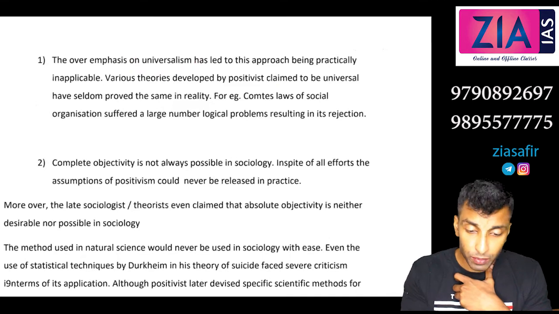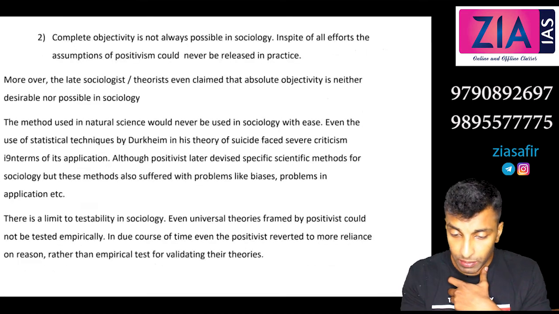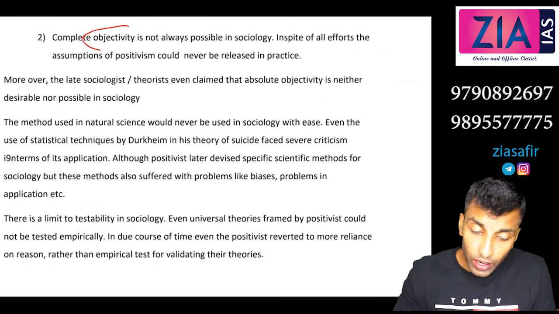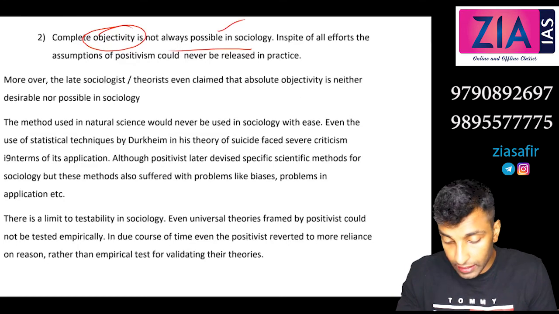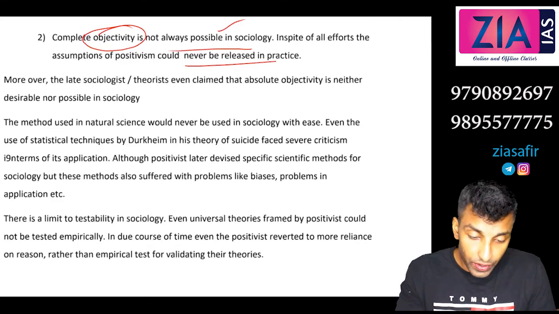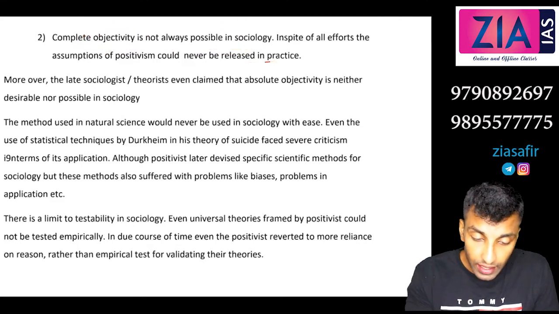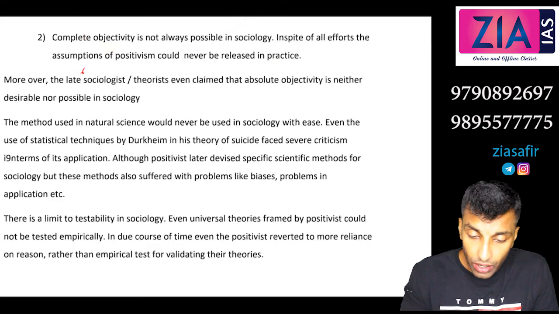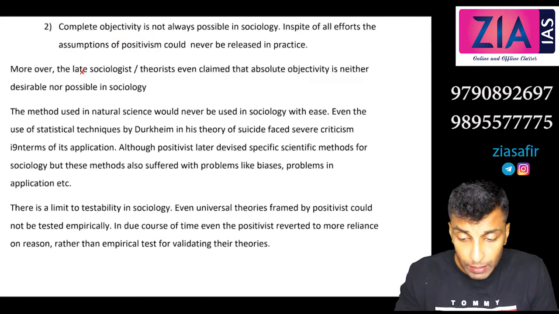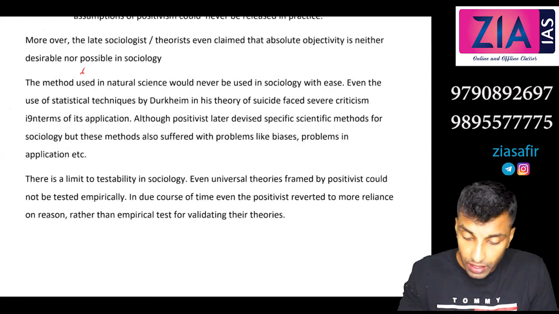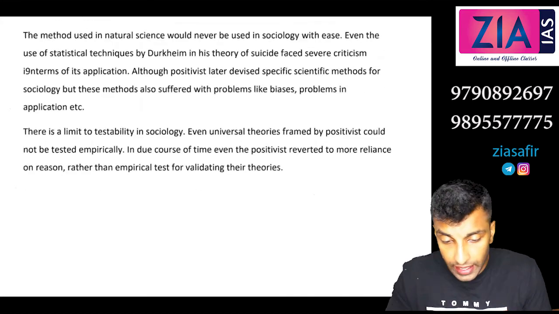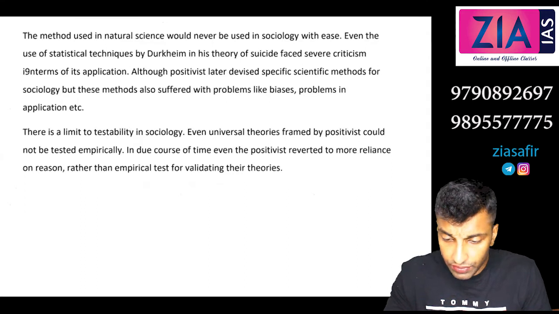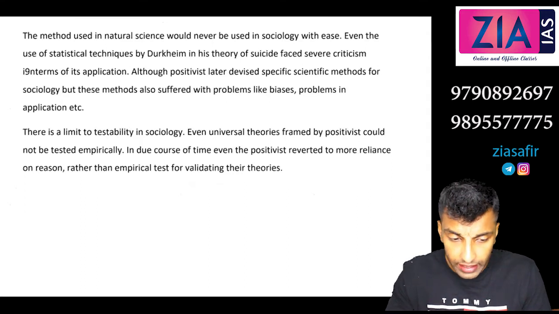Next point, complete objectivity is not always possible in sociology. In spite of all efforts, the assumptions of positivism could never be realized in practice in sociology. Moreover, the later sociologists or theorists even claim that absolute objectivity is neither possible nor desirable in sociology. The methods used in natural science can never be used in sociology with ease. You cannot use them easily like that.